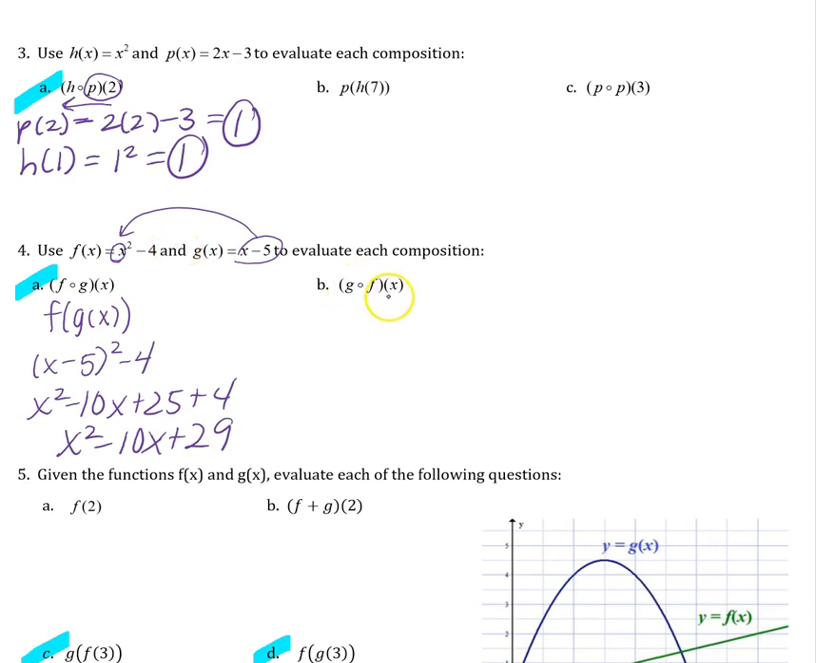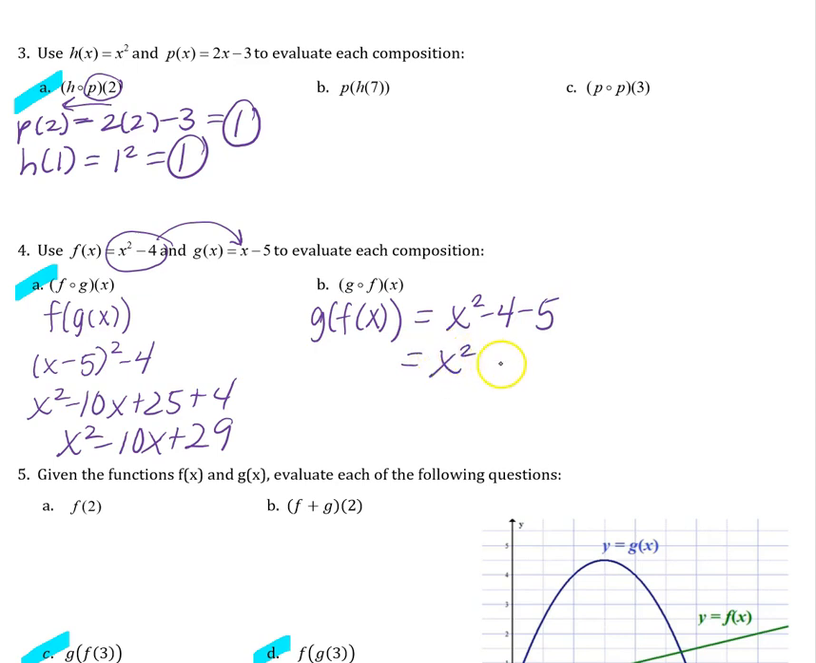If I do g of f of x, then it's going to be f plugged into g. So g is x minus 5. So g of f of x. I'm plugging in now, so going the other way, I'm taking x squared minus 4 and plugging it in for x. So just to clean it up, I have x squared minus 9.